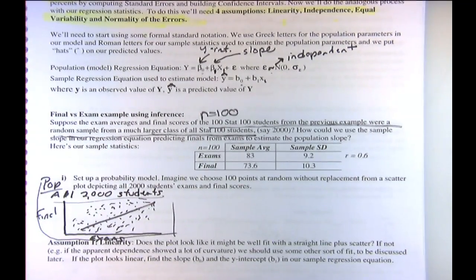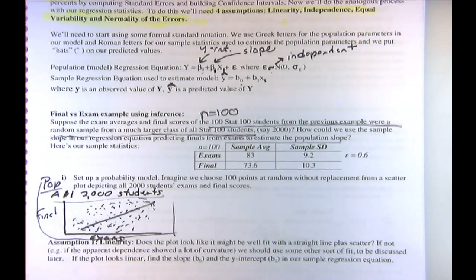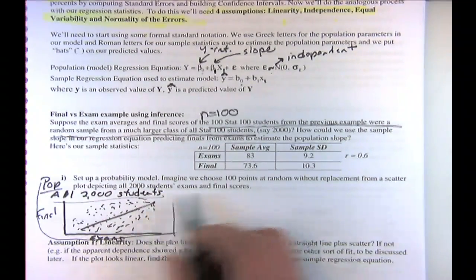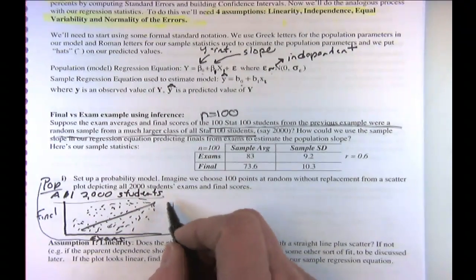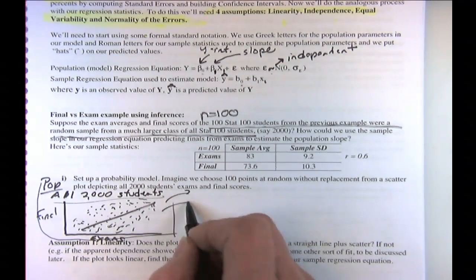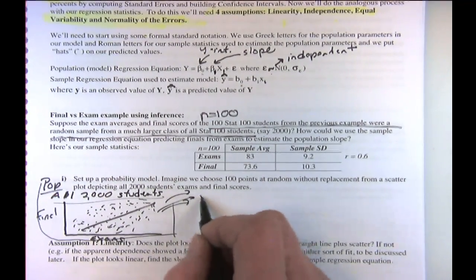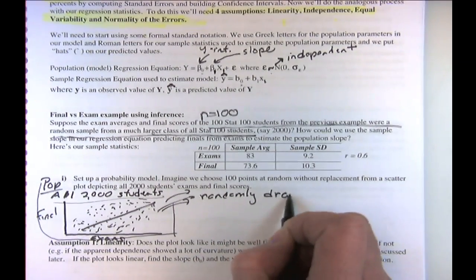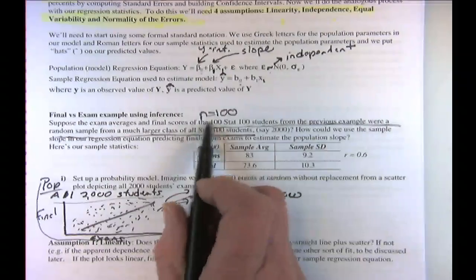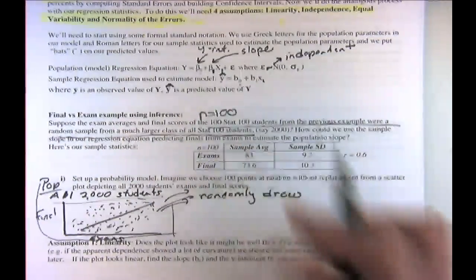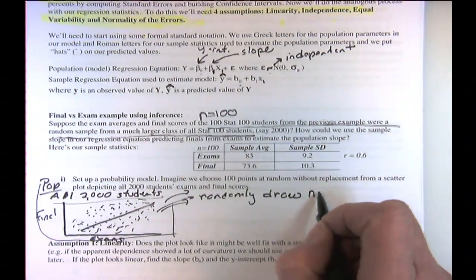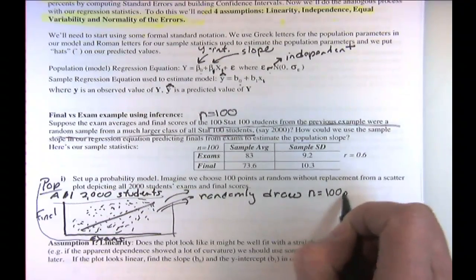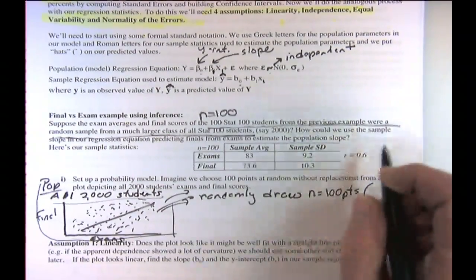Well, remember, what we do see is one sample. We've randomly drawn out of this box. We took these little points. In this case, it's n equals 100 points. We randomly draw n equals 100 points. Now, it's without replacement.